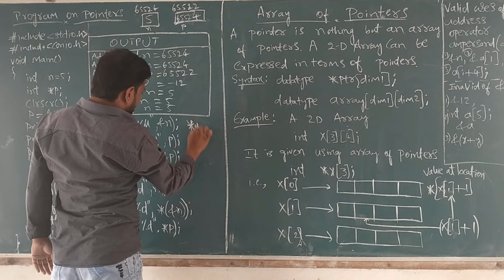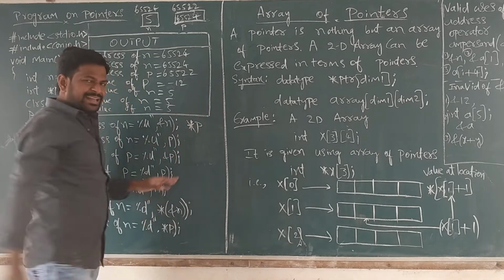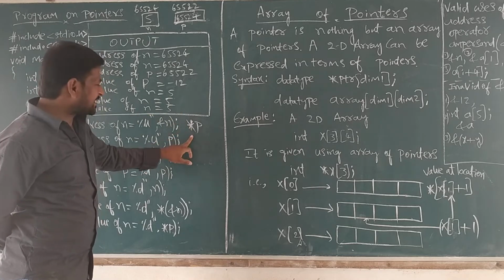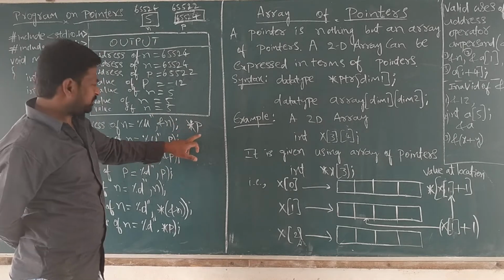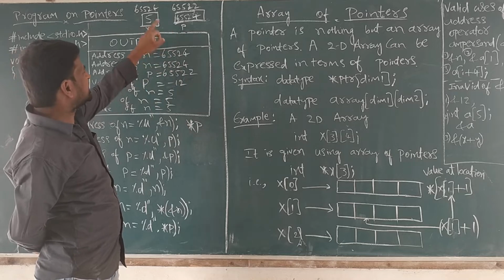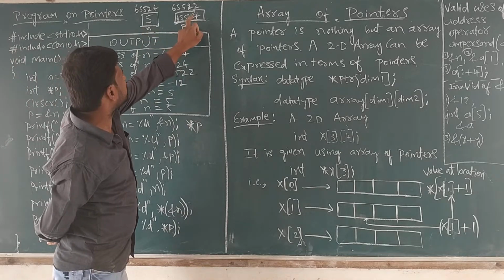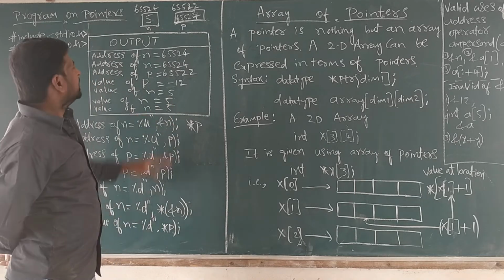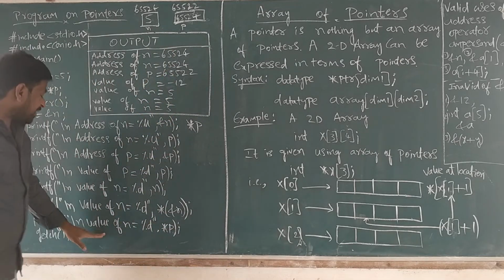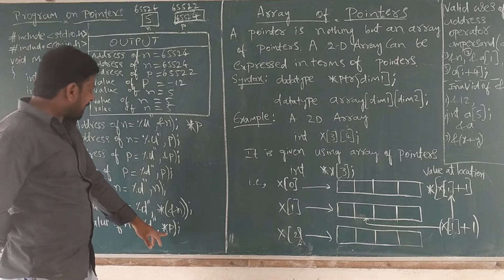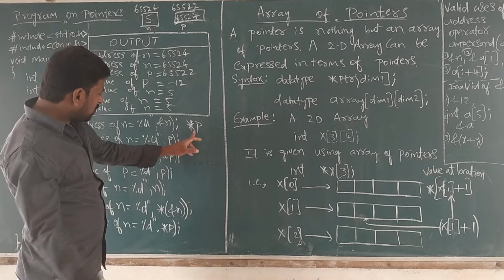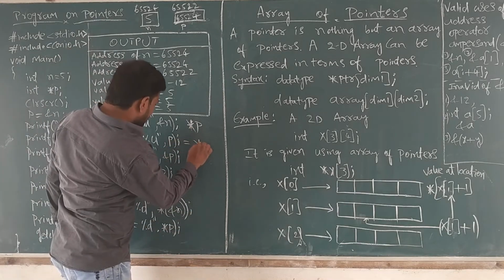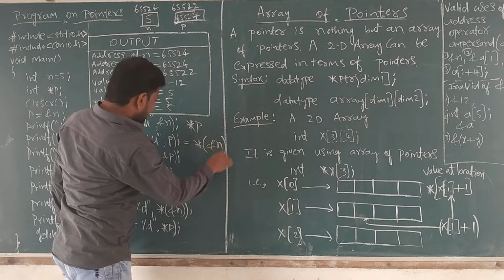So star: if you write it before a pointer variable, it indicates the value at that address. What is the value at that address here? 5. So by this statement also 5 will be printed. Then, value of n is equal to percent d asterisk p. This statement gives the value at this address, the value at the address of n.